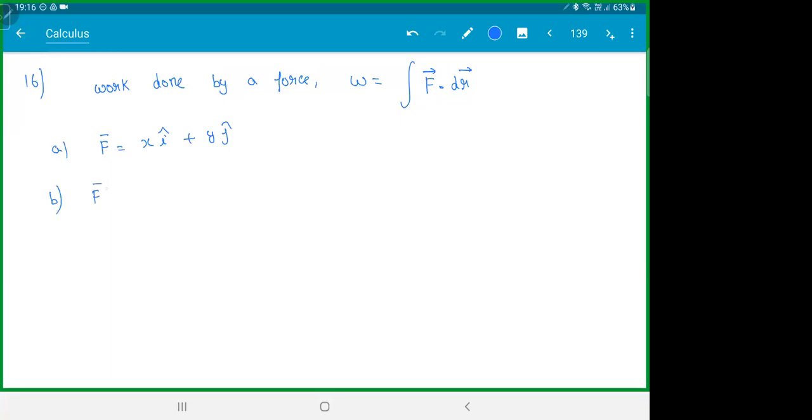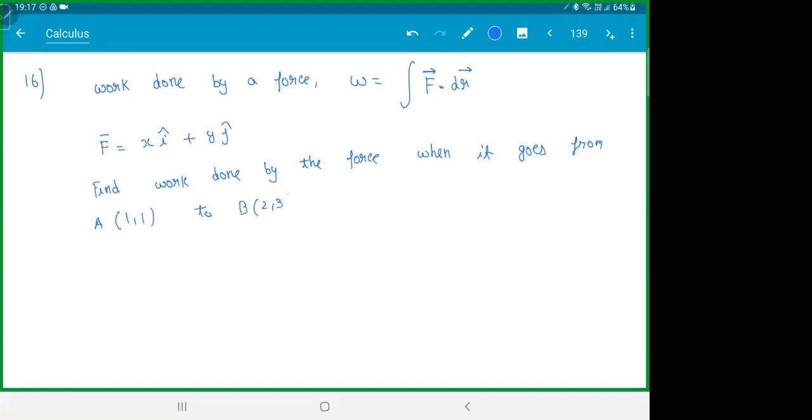Let me show you for one, and then I'll give you more. So how to do this kind of question? The question is find work done by the force when it goes from point A, which is let's say 1, 1, to point B, which is 2, 3. Okay, this is the question. So let's see how to do this.